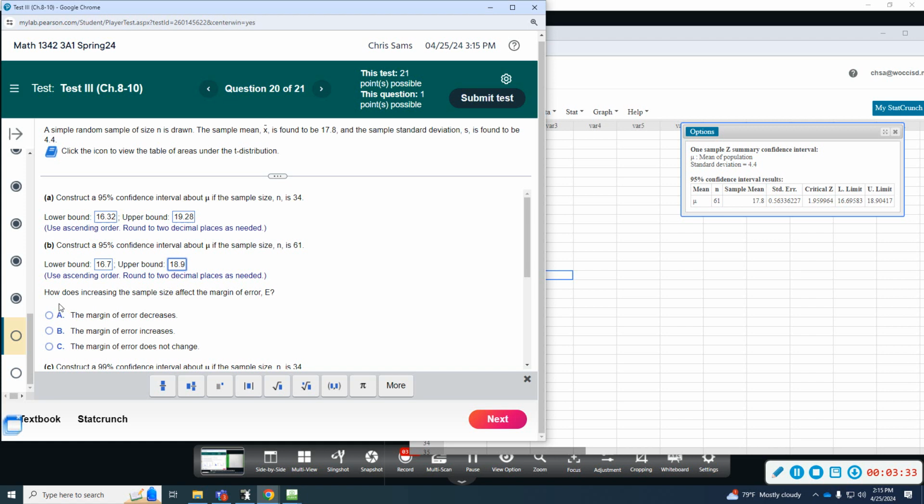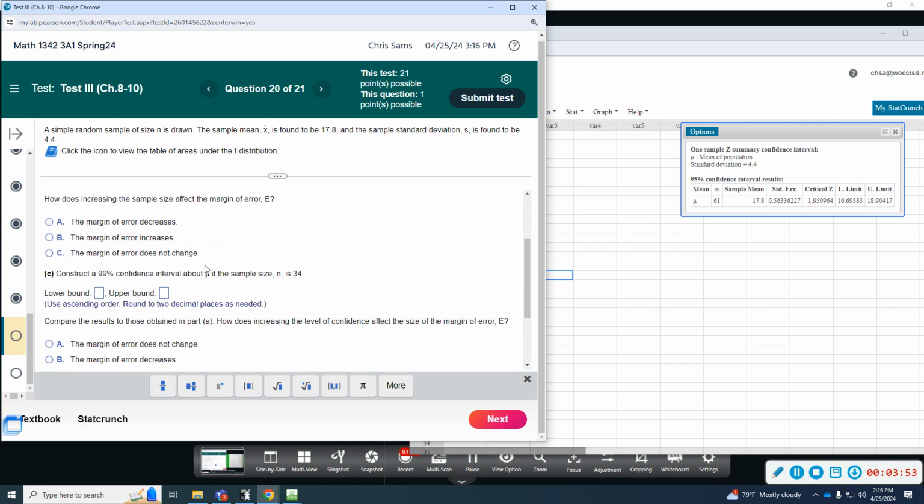It asks, how does increasing the sample size affect the margin of error? If we look at the interval 16.3 to 19, the width between those two is about 3. The width between these is about 2. So increasing the sample size decreases the error. If I get more data points, I'm getting a better estimate, so I'm having less error. The margin of error decreases, which you can see.